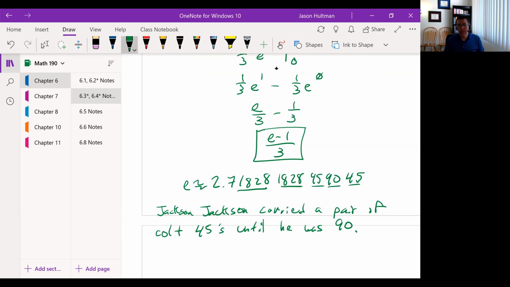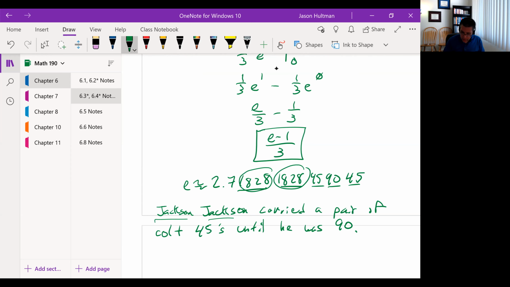Boom. And that's how we remember. Okay, e to what is this, 13 digits? So e to 13 digits, real easy to remember. Jackson carried a pair of Colt 45s until he was 90. 2.7, 1828, 1828, 45, 90, 45.